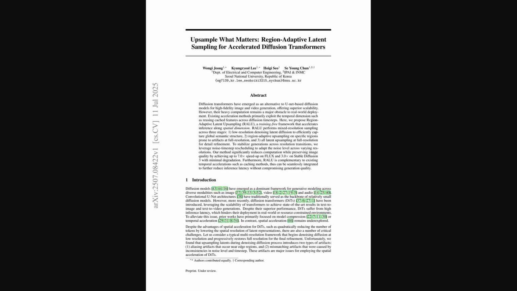So to wrap things up, this work on Region-Adaptive Latent Upsampling presents a really clever, training-free way to accelerate diffusion transformers, which are these powerful but computationally heavy models for creating images. The key is its focus on spatial acceleration, intelligently changing the image resolution during generation. By using a sophisticated noise rescheduling method, which aligns the generation process with something called the original rectified flow trajectory, it avoids visual errors and achieves massive speedups without sacrificing quality. It's a great example of optimizing smarter, not just harder.